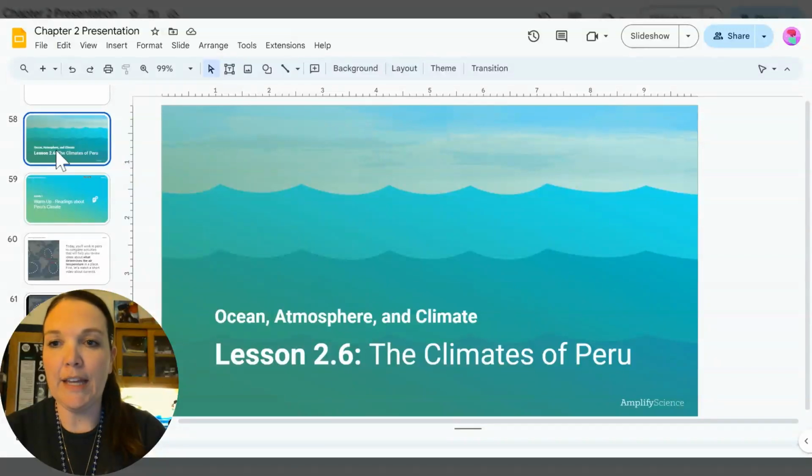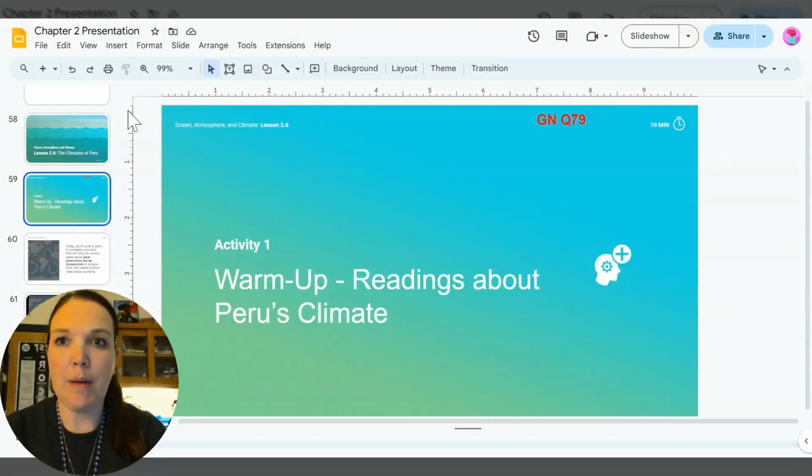Okay, so now we're moving into lesson 2.6, the climates of Peru. We're going to start with a warm-up reading about Peru's climate in Guided Notes question 79. So if you look at Guided Notes question 79, you're going to be opening up an article set here in Amplify. There are 4 short articles to read and summarize. And I will show you in a second how to switch between the articles, even though it kind of tells you here, but I'll show you too.